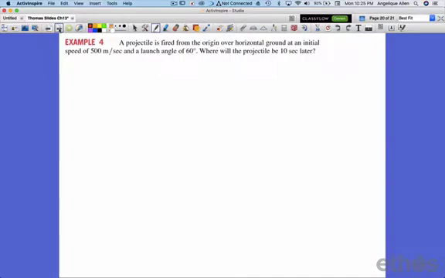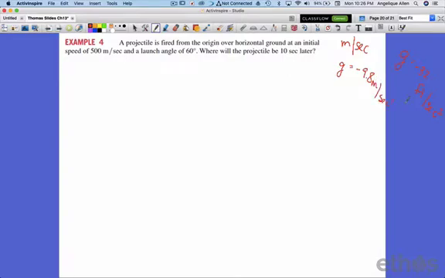All right, so example 4. It says, a projectile is fired from the origin over horizontal ground, so we don't have to worry about hills and such, at an initial speed of 500 meters per second. We're in the metric system, in which the acceleration due to gravity is negative 9.8 meters per second squared. By the way, if we were in the British system, the acceleration due to gravity would be negative 32 feet per second squared. So make sure you adjust your g value depending on what system you're doing it in.